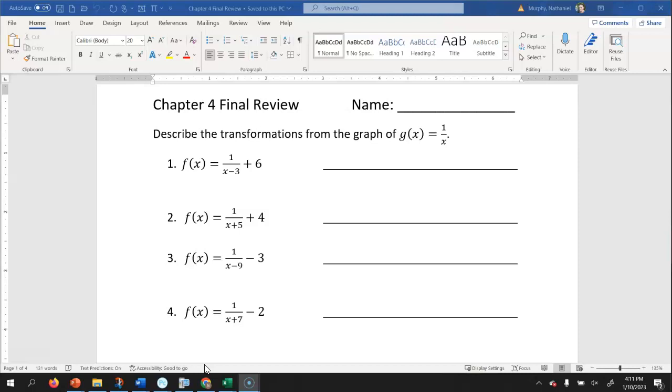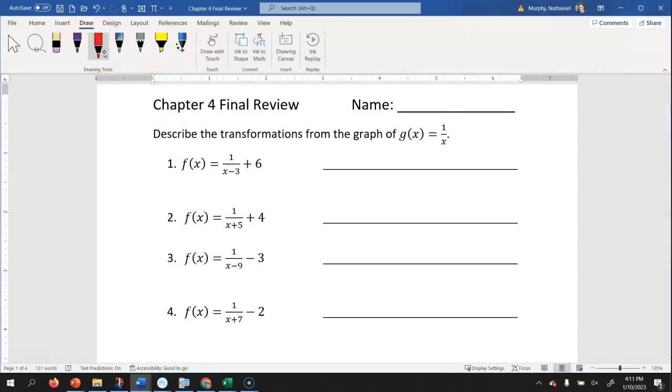So here, x minus 3 means that it's going to move to the right 3 units. And that plus 6 means that it's going to move up 6 units. Then for the next one, number 2, the fact that it has x plus 5, we would do the opposite, so it's going to move to the left 5 units, and the plus 4 means it's going to move up 4 units.